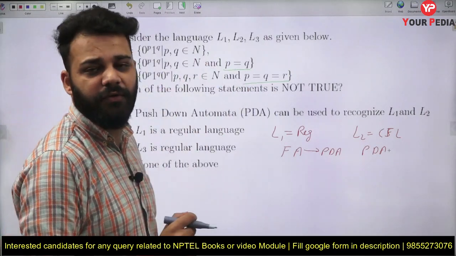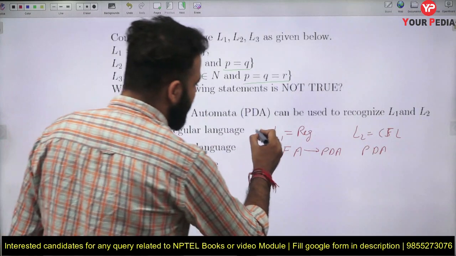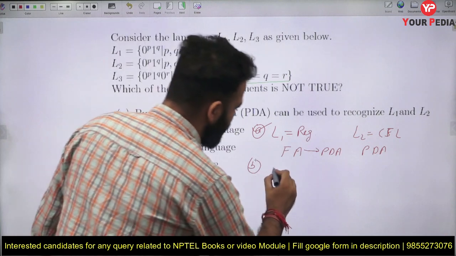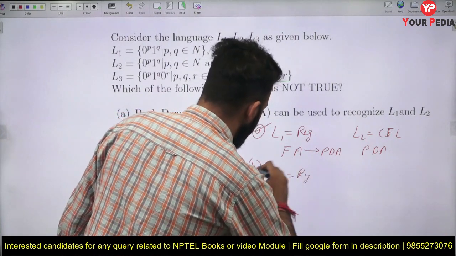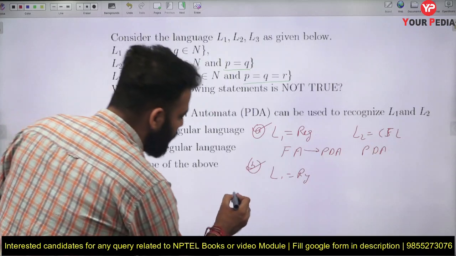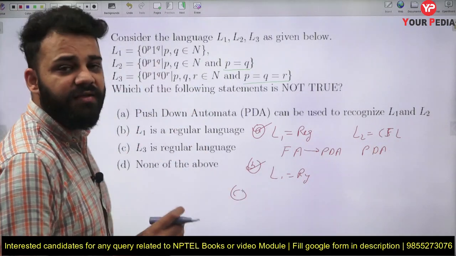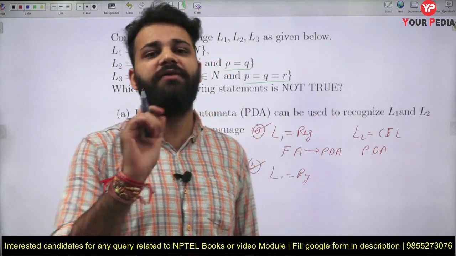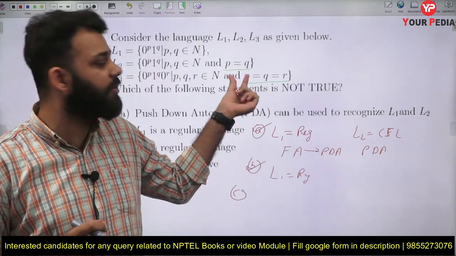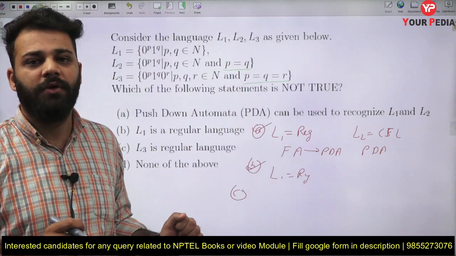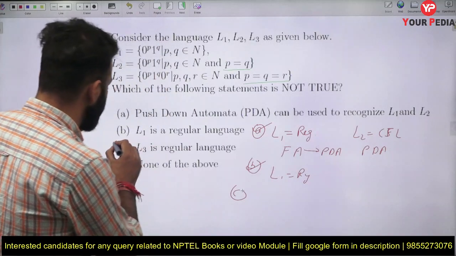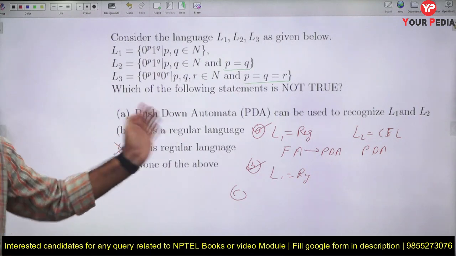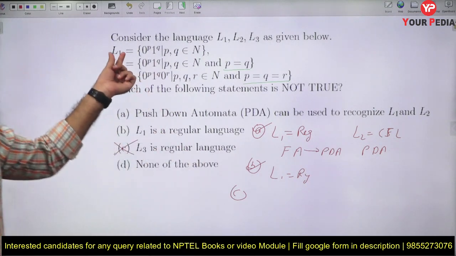We have to find out which of the following is not true. Now the first option, A, is correct. Second option is L1 is a regular language. Yes, L1 is a regular language, we have seen that. So the second option is also correct. Third option is L3 is a regular language. We have seen that L3 was not a regular language. In fact, it was not even a CFL language. It needed two stacks to do these comparisons. So it was a CSL language. So if you have to see which of the following statements is not correct, C option is not correct, that L3 is a regular language.